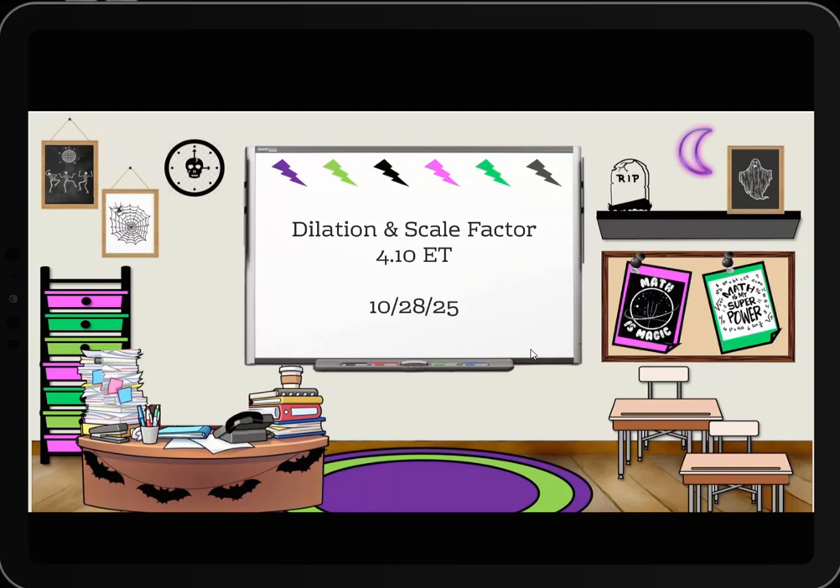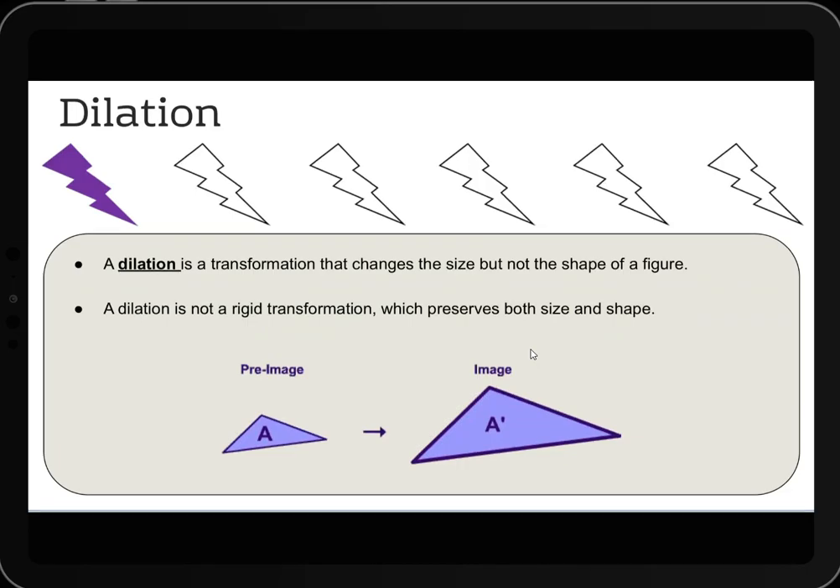All right, this is going to be our dilation and scale factor exit ticket, lesson 4.10. So what is a dilation? A dilation is a transformation that changes the size but not the shape of the figure.